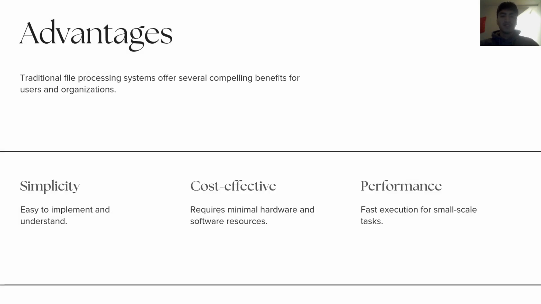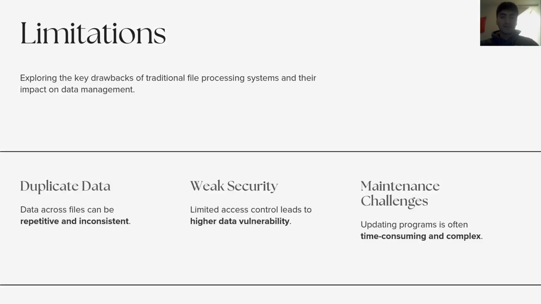Despite these limitations, traditional file processing has some advantages. It is simple and easy to design, especially for small projects. It has low cost because it does not require expensive database software or administrators. It also requires fewer system resources, which makes it suitable for small devices or simple applications. For single-user systems, it can be faster since there is no DBMS overhead.